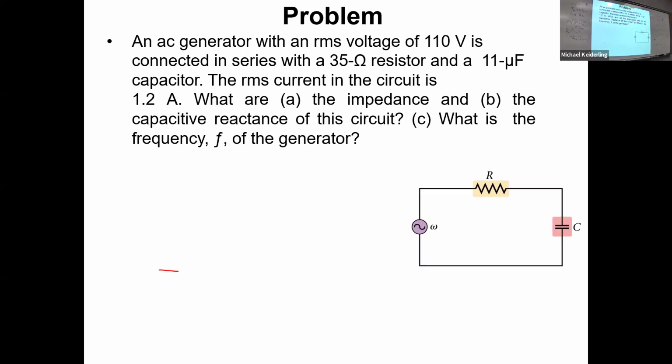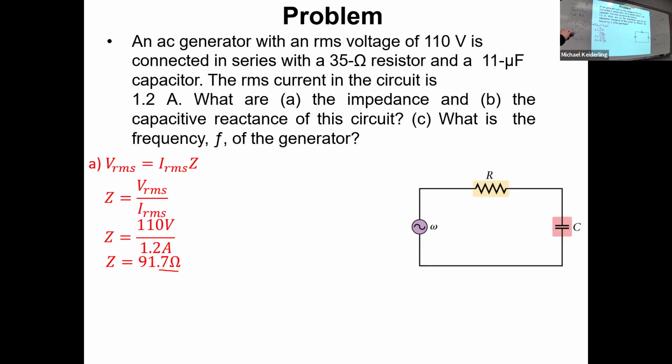So you can start by finding the impedance. Voltage RMS is current root mean square times impedance. So impedance is voltage root mean square over current root mean square. So 110 volts divided by 1.2 amps gives us 91.7-ish ohms. It's 91.6 repeating.